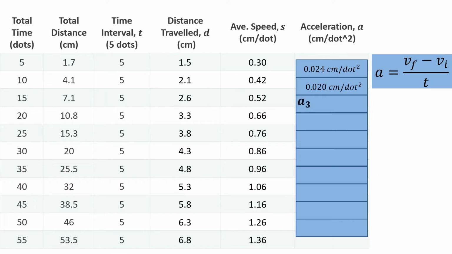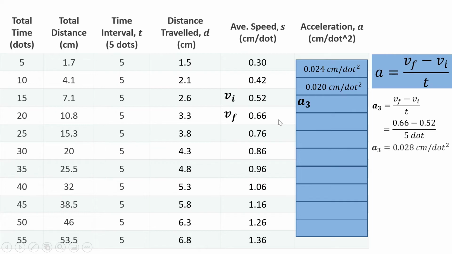And for A3, it will be just the same. Our initial velocity now will be 0.52 and our final velocity is 0.66, and we will solve for A3. That is 0.66 minus 0.52 divided by 5 dots. And that will be 0.28. So that is now the answer.